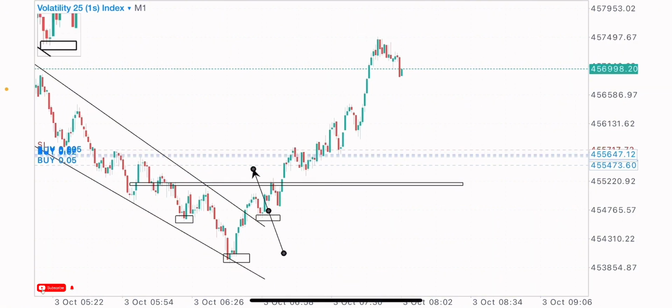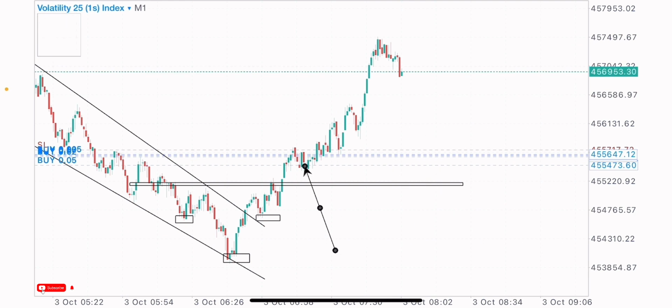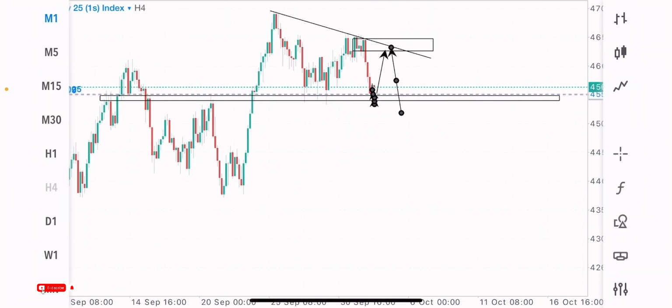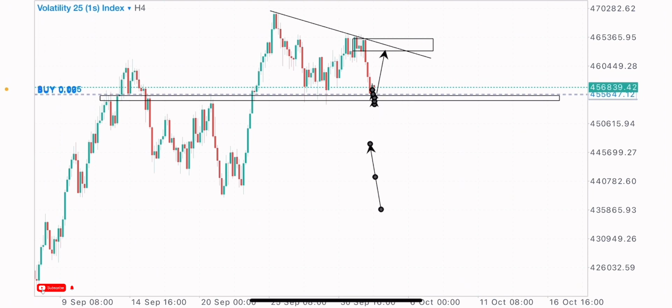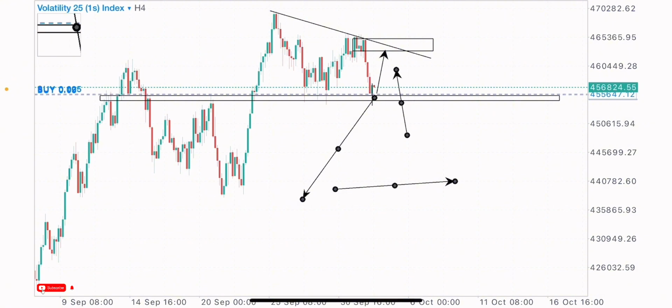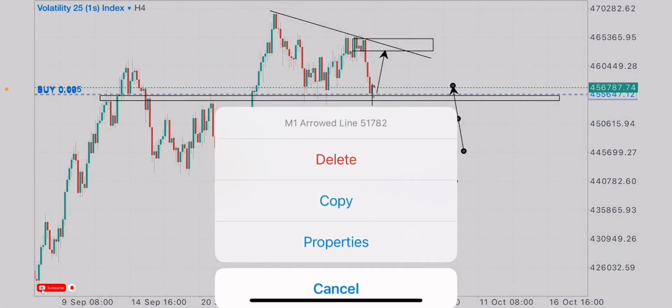You can see I'm moving in good profit. I've secured the trade by moving my stop loss above my entry and taking partials as well. I've closed some positions on this index. So more buys expected, basically. More buys expected in the coming days and hours on this index. Long-term buys up to this key level, to this order block level on the 25 (1s) index.